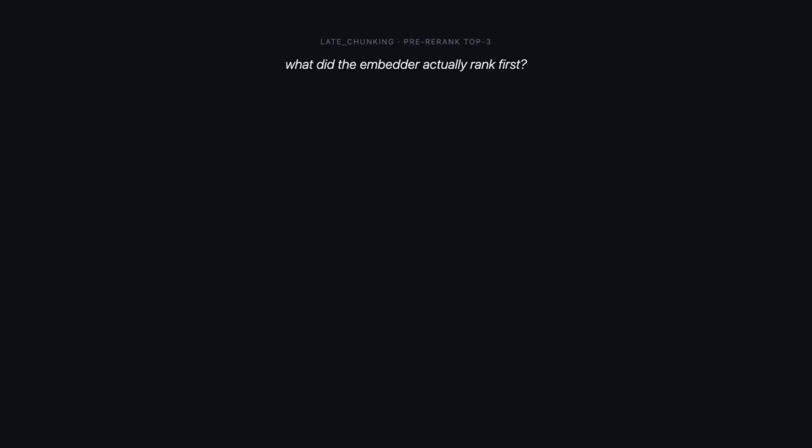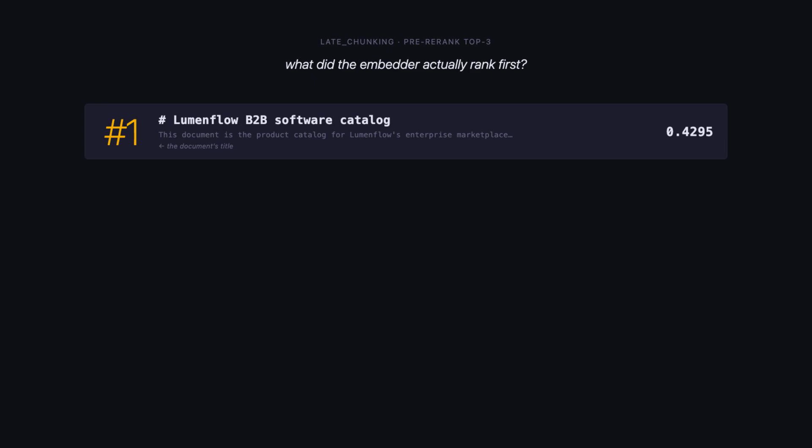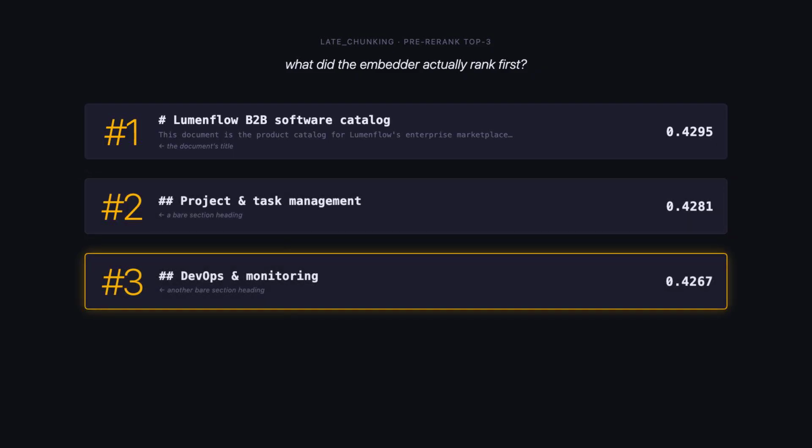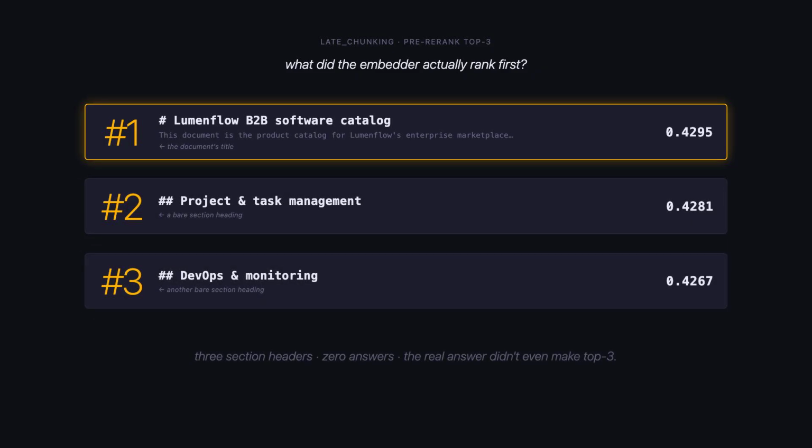Why? Look at what late chunking ranked first before the reranker stepped in. Not the matching FAQ, not the cancellation paragraph. The document's title, Illuminflow B2B Software Catalog.